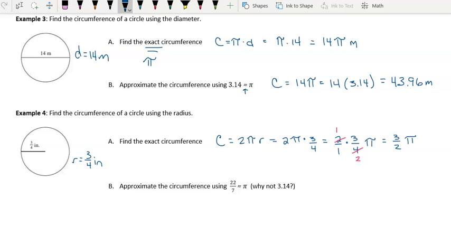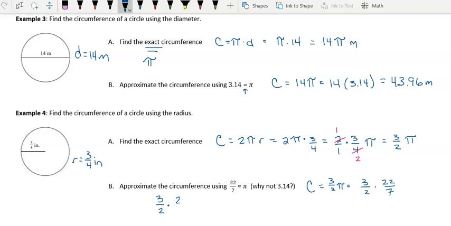All right, approximate the circumference using 22/7 as pi. So we're going to say C equals 3/2 times pi. That's what we already found. So we're going to put 22/7 in. 3/2 times 22/7.